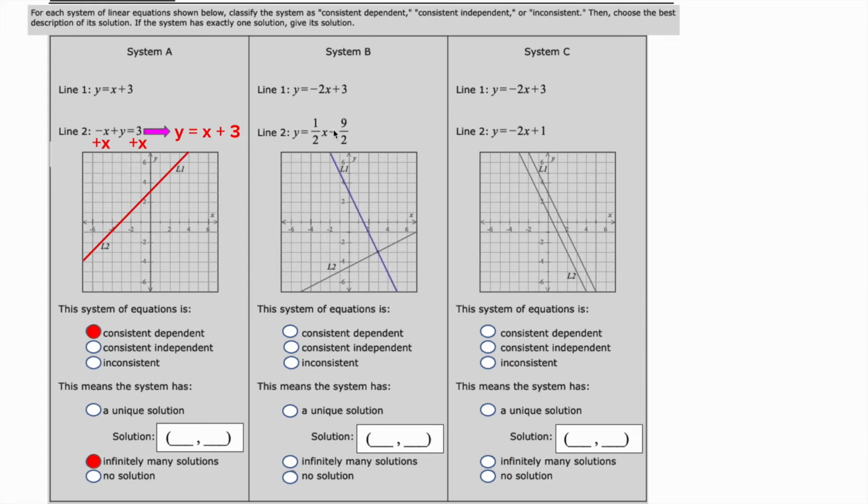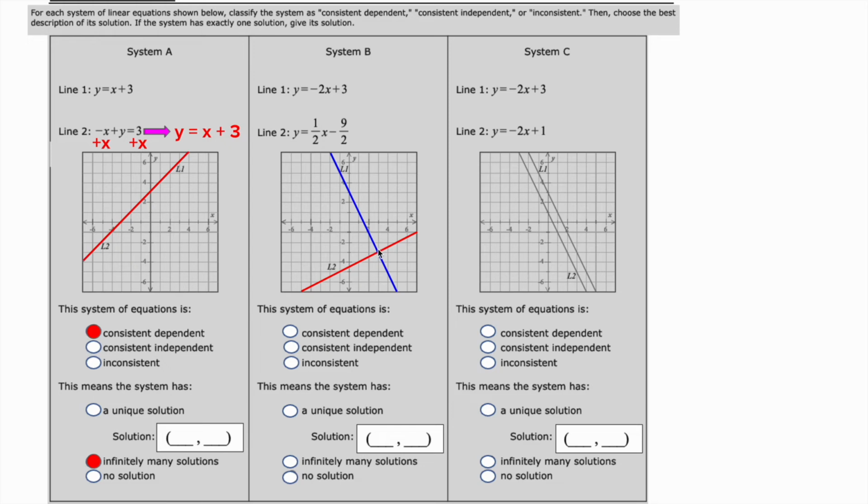So now if we look at system B, I have line 1 and I have line 2. They are completely different lines going in different directions. I have a positive slope on line 2. I have a negative slope on line 1. And they cross at this one point. So they do interact with each other.